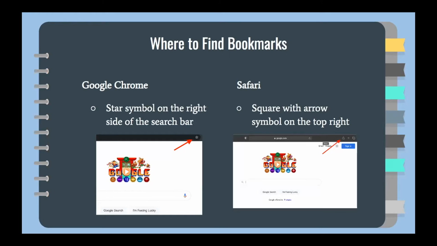Now, where you can find them: in Google Chrome, there is a star symbol on the right side of the search bar. And in Safari, it is a square shape with an arrow symbol on the top right. Located at the same place, just a few different icons.